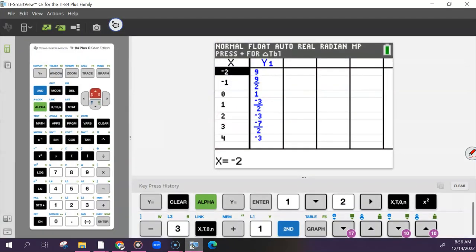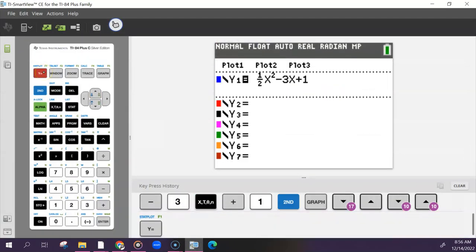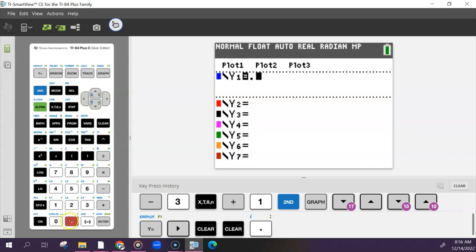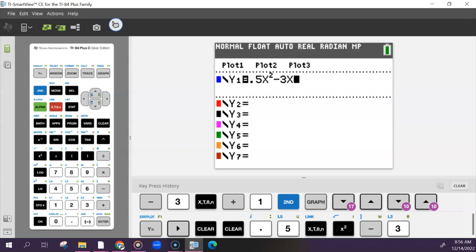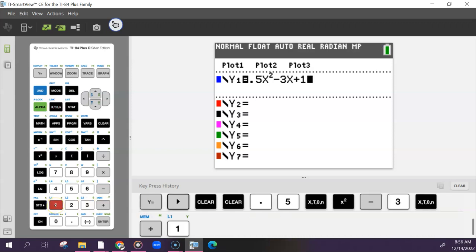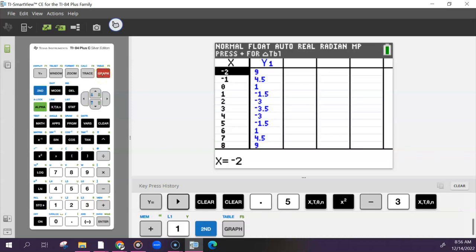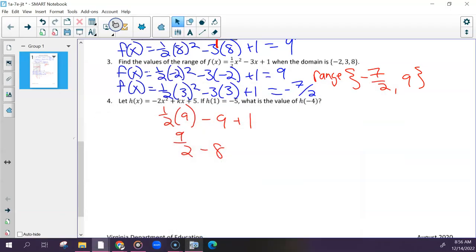Okay. It also depends on how you put this in here. So if you put it in as fractions, you're going to get out fractions. But if I put in 0.5 x squared minus 3 x plus 1, and if I go to the table, now they're all decimals. So it really depends on how you put it in there. I would say put it in as fractions, though, because if you get repeating decimals, then you have to figure out what that is as a fraction.